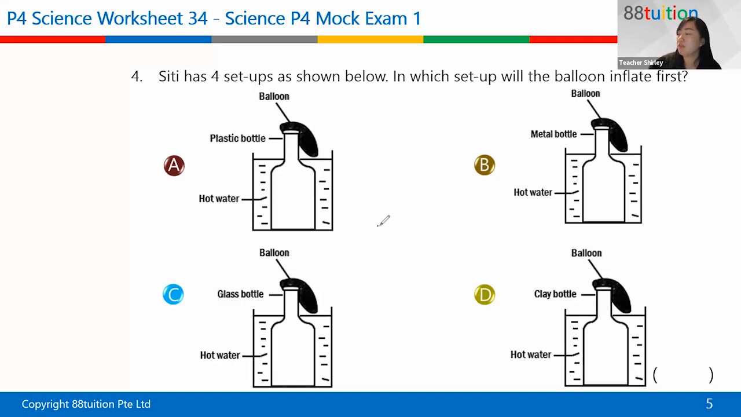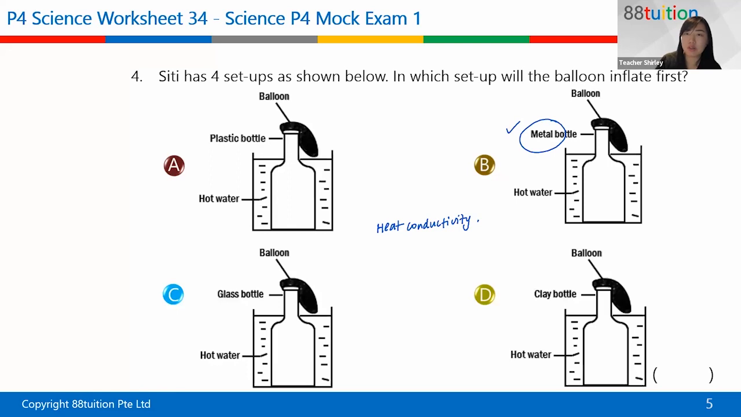When we talk about the materials, we are actually comparing the heat conductivity. This is the property that we're looking at. After all, this is a heat topic question. So in this case, you will have to consider which one has the best conductivity amongst all the 4 materials. Of course, I think the best conductor will be the metal. And how does having a metal bottle help the balloon to inflate first?